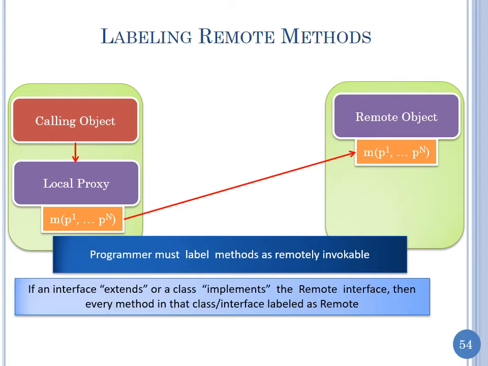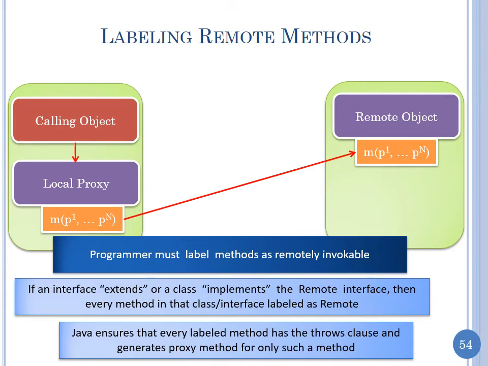So if an interface extends or a class implements the remote interface, then every method in the class or interface is labeled as remote and is expected to have a throws clause in its header. And if such a clause doesn't exist, then when the object is exported, you will get an error. So this is all we talked about last time, just summarizing it using different slides.